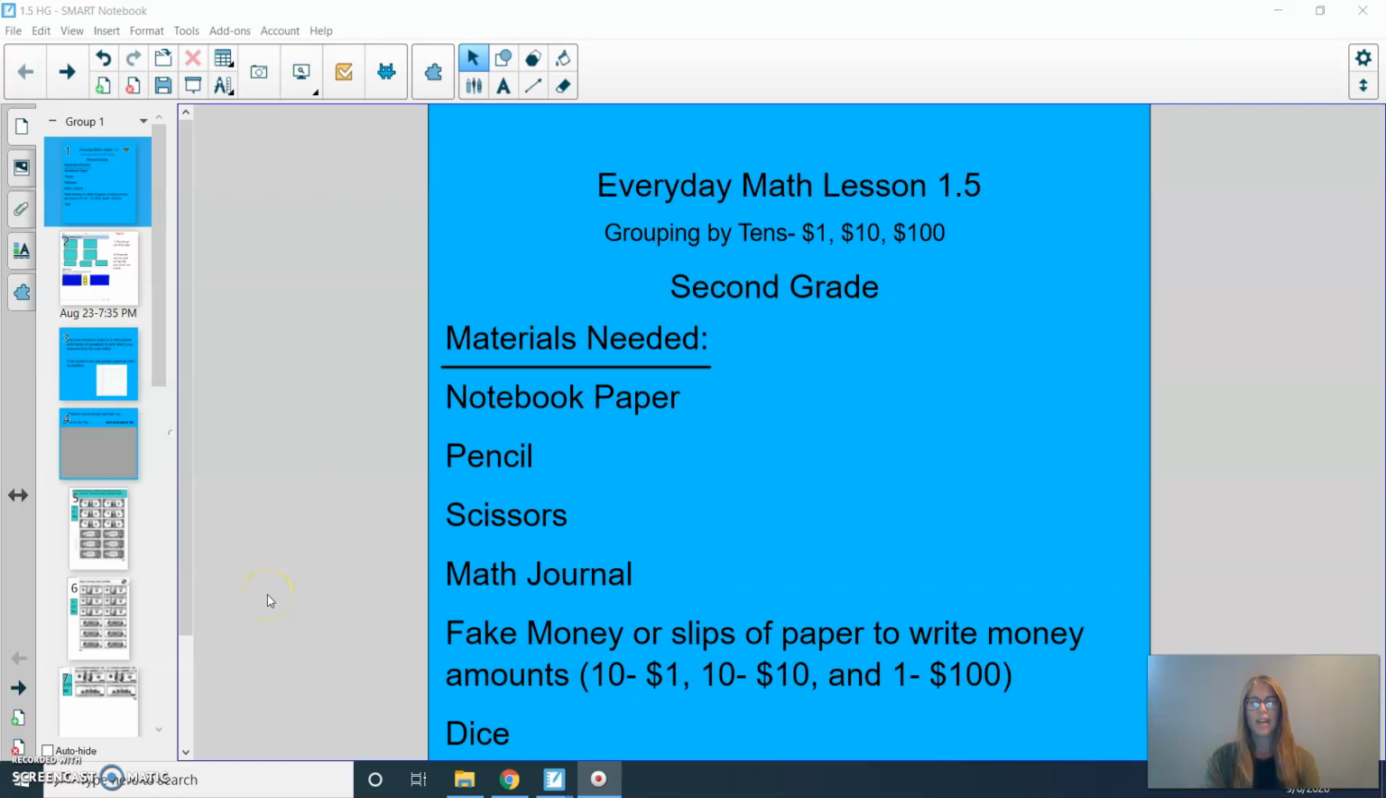Boys and girls, welcome to Everyday Math Lesson 1.5, grouping by tens with dollars, $10 bills, and $100 bills.